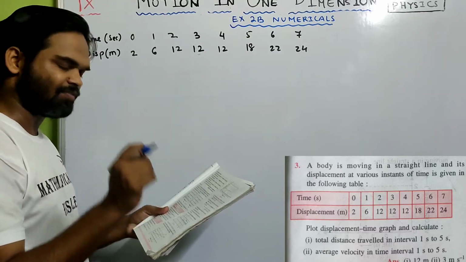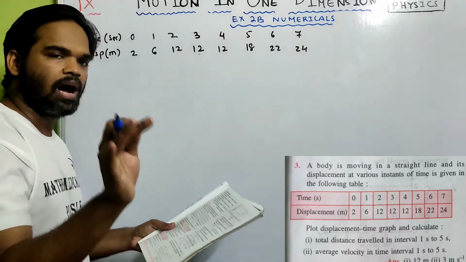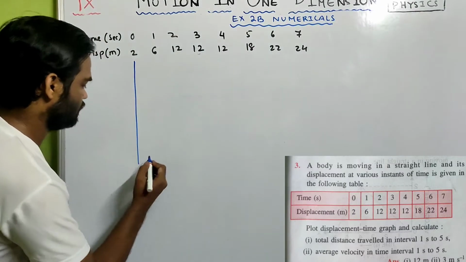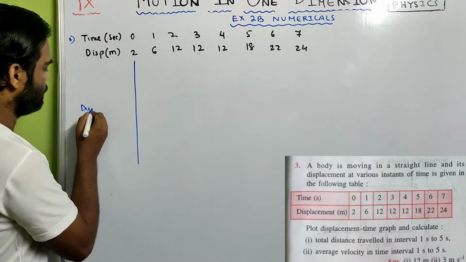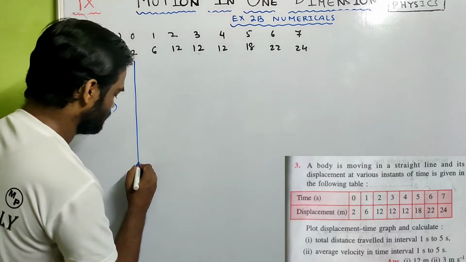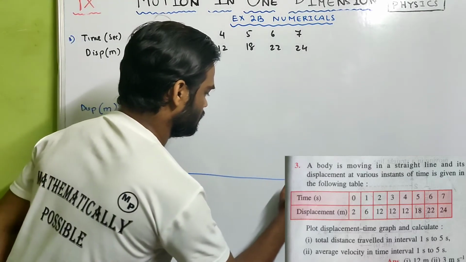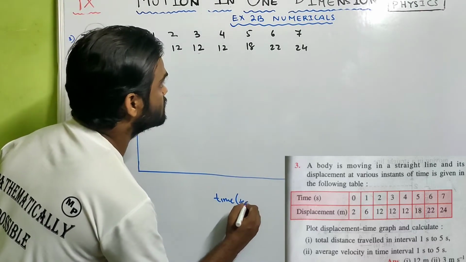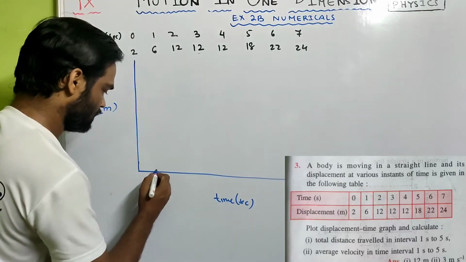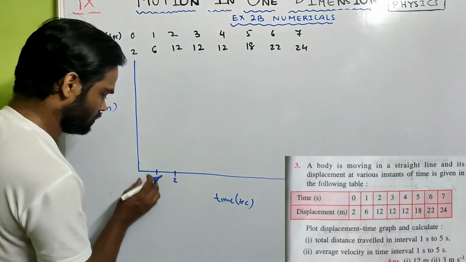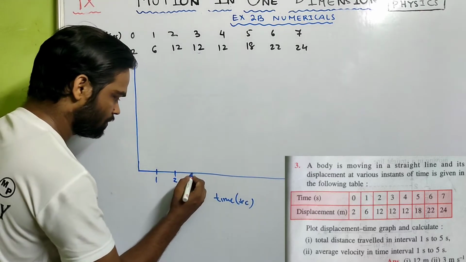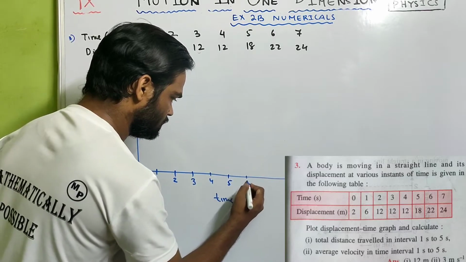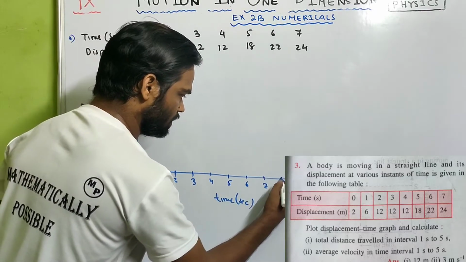Plot displacement-time graph and calculate. There are two parts. I'll first plot the displacement-time graph. Look over here. Just be careful. This is your displacement in meters, and the horizontal axis is time in seconds. 7 seconds. So 1, 2, the distance should be the same, okay? 3, 4, 5, 6, 7, 8.